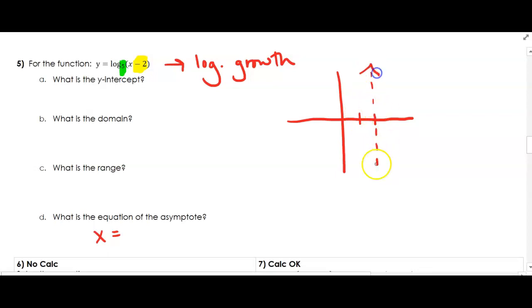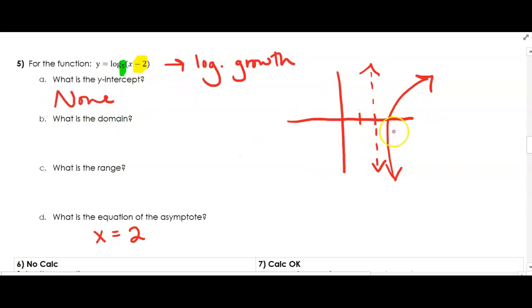And so I know that my vertical asymptote is at x equals positive 2 because it has been shifted to the right. And then I know what the basic shape of a logarithmic growth function looks like. It looks something like this. And so I can use this quick sketch of my graph to help me come up with the answers to A, B, and C. And so I'm thinking about the y-intercept, right? It does not cross my y-axis at all. So I'm going to say, hey, there are none.